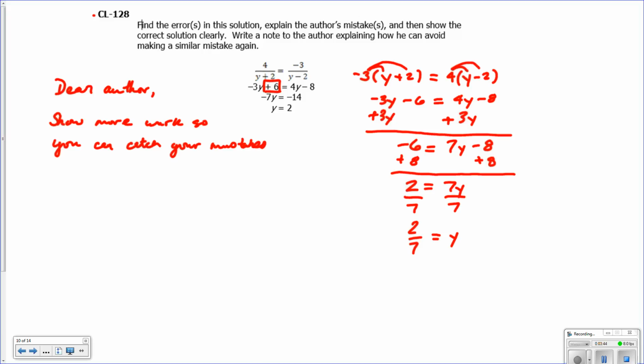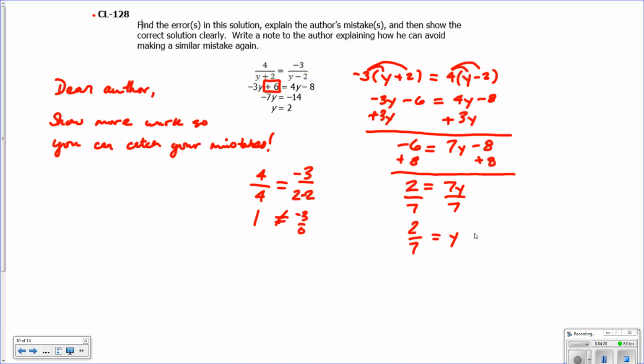And if he's not going to show more work, and sorry, my marker's nice and thick, so he won't be able to read it anyway. If you wanted to, he could have plugged it in to make sure it worked, right? You can always check your work. If he would have put his 2 in there, he would have had 4 over 4, and he would have seen that is not going to be equal to 2 minus 2. That would have been negative 3 over 0, which is not true. That is not equal. So he should have checked his work.